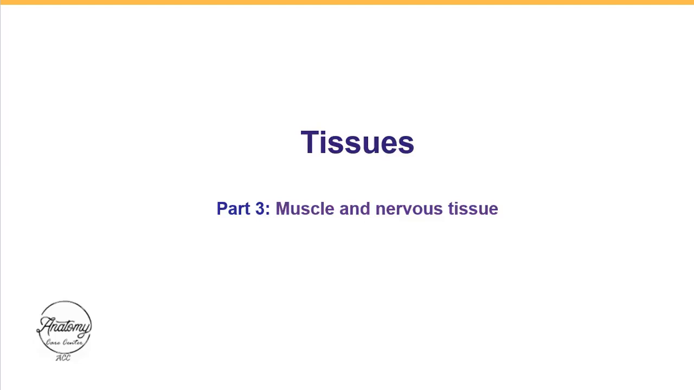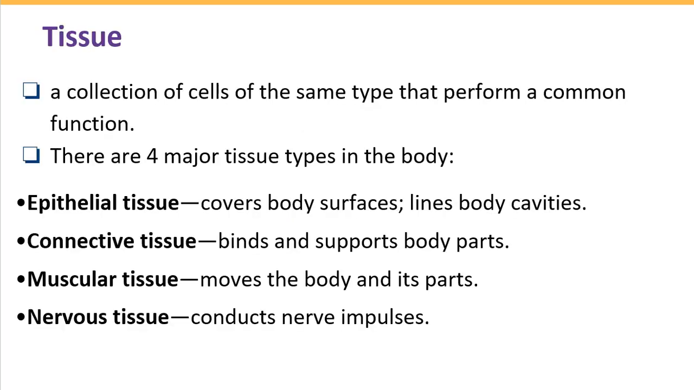In this short video, we're talking about the muscle and nervous tissue. Muscle and nervous tissue are two of our major tissue types in the body. Epithelial tissue, connective tissue, muscular tissue, and nervous tissue are the four major tissue types. In this video we're talking about muscle tissue, which is responsible for moving our body and its parts, and nervous tissue, which is responsible for creating signals and conducting nerve impulses to our body.